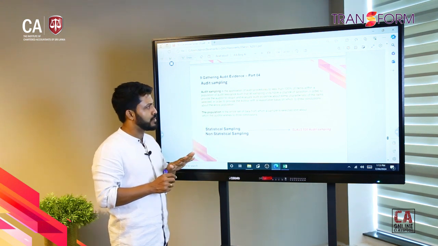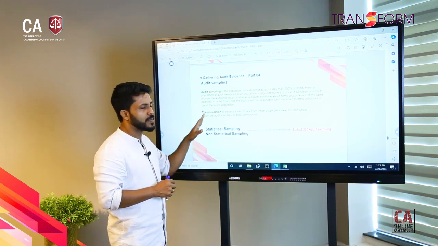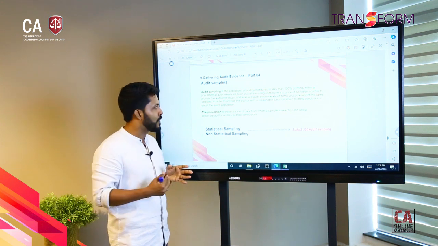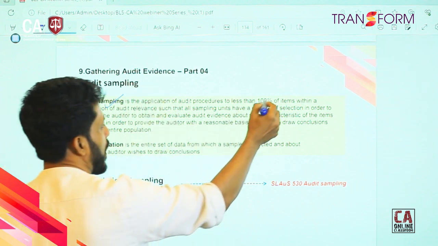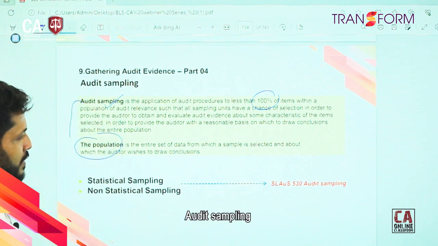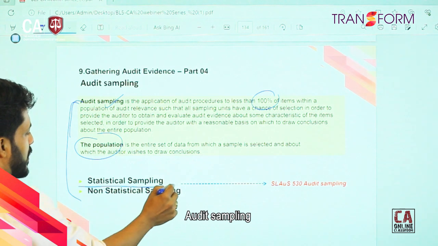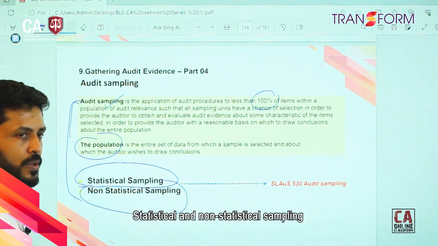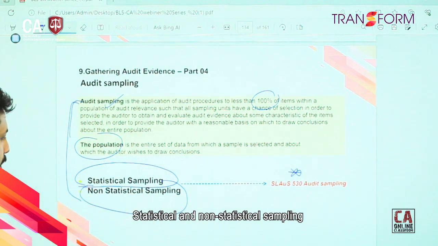I'm not going to discuss it in detail, but the basic concept of audit sampling. As auditors, as we already discussed, we are issuing the audit opinion on a sampling basis, right? We are not checking 100%. We don't want to do that because we are not supposed to issue an absolute opinion, right? Then we have the audit sample and the audit population, right? Once you are doing this sampling, we can select a statistical sample or a non-statistical sample according to SLAUS 530, right? We have a separate auditing standard.